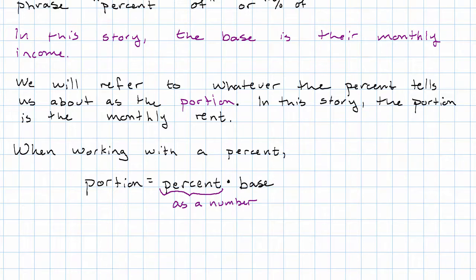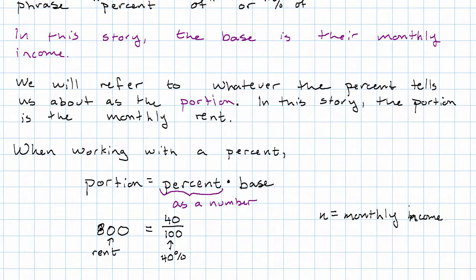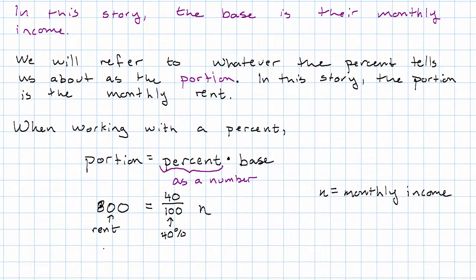the rent, which is $800, will equal 40% of, what's our unknown? We'll call it N for income. We're now solving the one-step equation. 800 equals 40 hundredths times N.